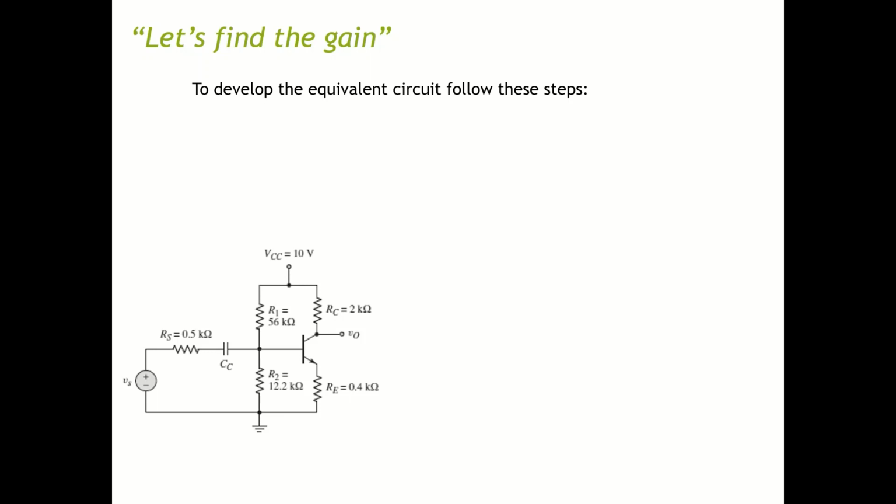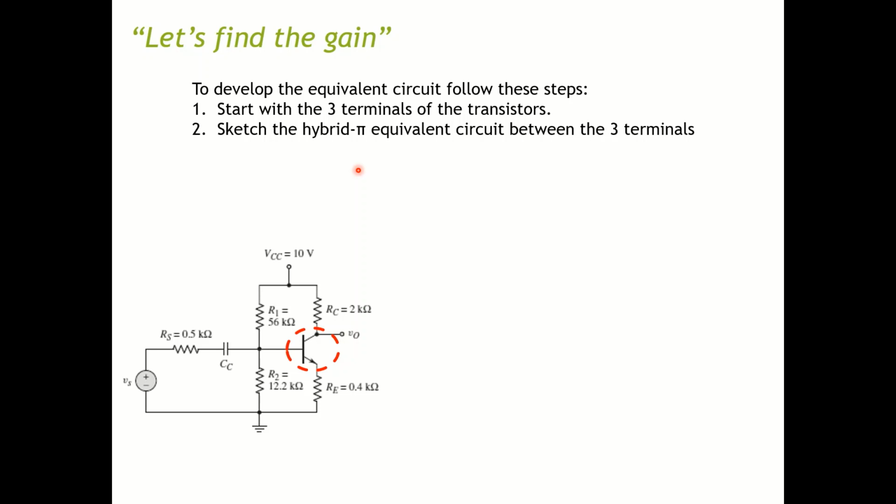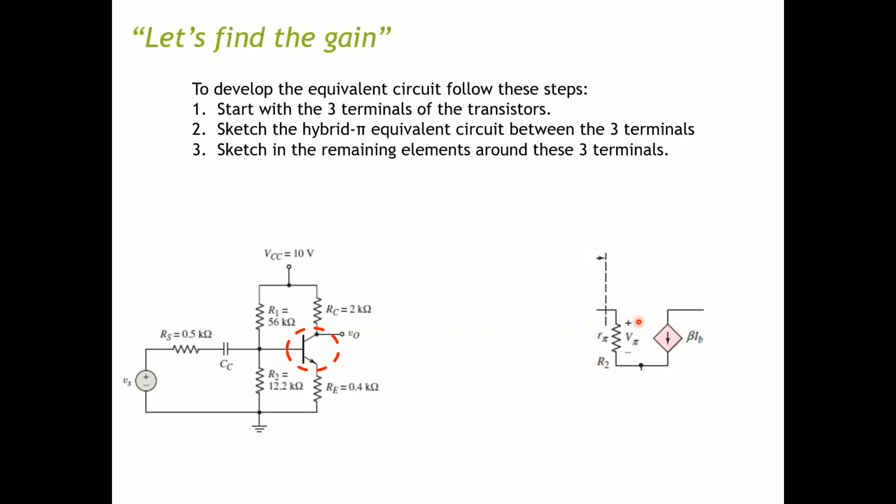So let's find the gain for the circuit. If I have the circuit with the emitter resistor in here, first I need to convert this whole circuit to the equivalent circuit, right? But how can we develop that? So easy, you can follow these steps. We start with the 3-terminal transistor. From the 3-terminal, I want you to convert that to the 2-port model, or the hybrid pi equivalent model. So from here to here.